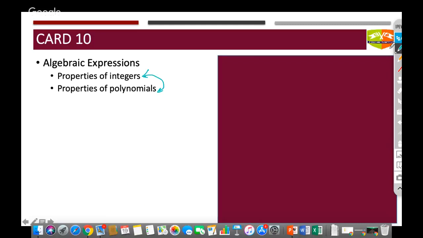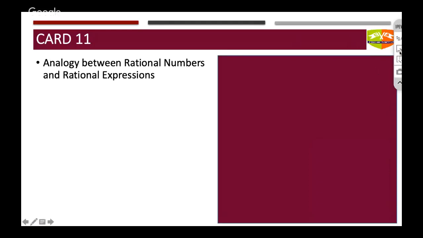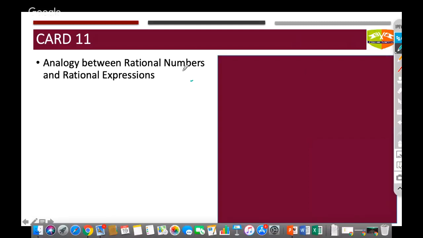Now let me go to another topic, which is this: analogy between rational numbers and rational expressions. So what is a rational number? Any rational number can be written as m by n. Similarly, a rational expression can also be written as px by qx. Now we all know that this n should not be equal to 0. Here also qx should not be equal to 0.